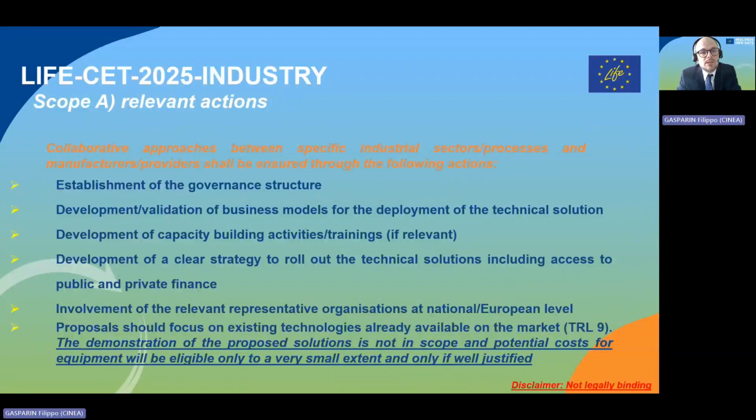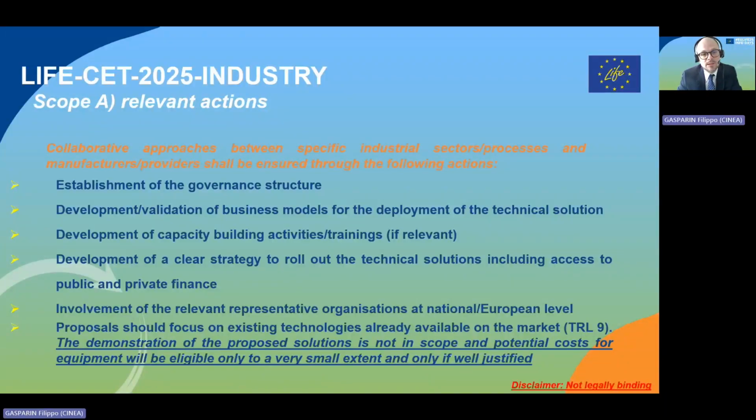This is a list of relevant actions that shall be implemented during the time frame of the project, starting with the first one, which is the establishment of the governance structure, which in other words means the development of the platform, the development of the space where the demand and the supply side will meet to start the collaboration, to start exchanging, and therefore it means to identify the key roles and tasks of each involved actor.